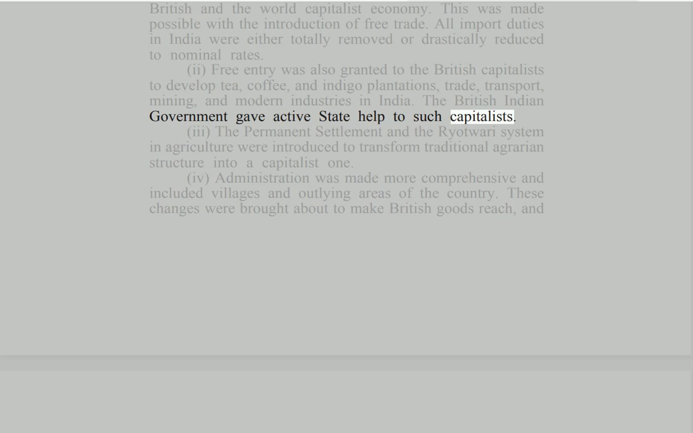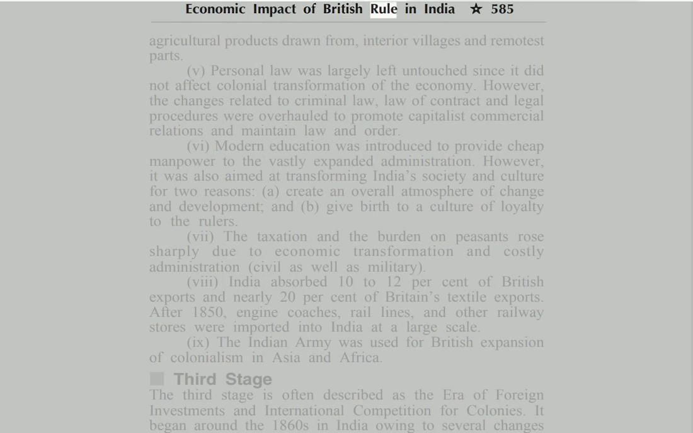The British Indian government gave active state help to such capitalists. 3. The permanent settlement and the ryotwari system in agriculture were introduced to transform traditional agrarian structure into a capitalist one. 4. Administration was made more comprehensive and included villages and outlying areas of the country. These changes were brought about to make British goods reach, and agricultural products be drawn from, interior villages and remotest parts.